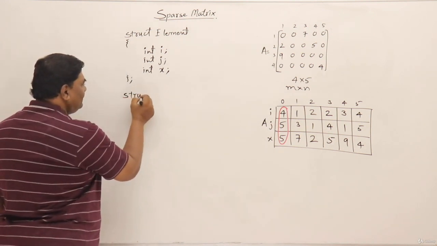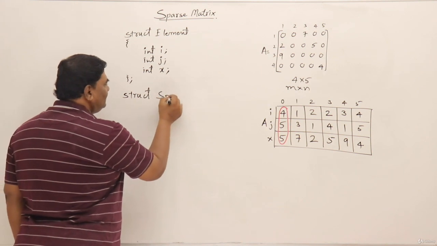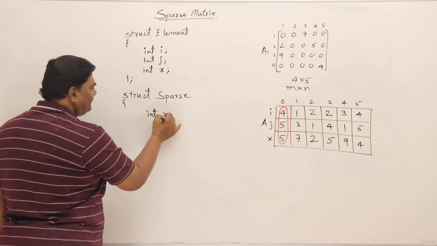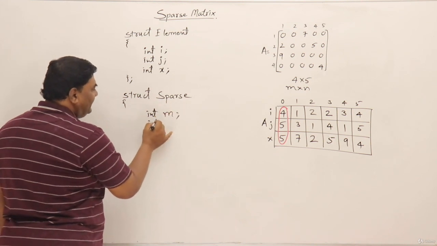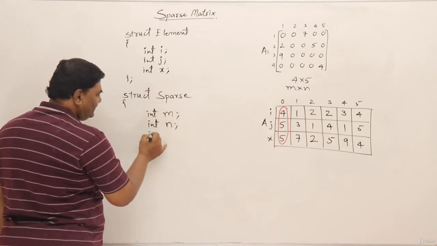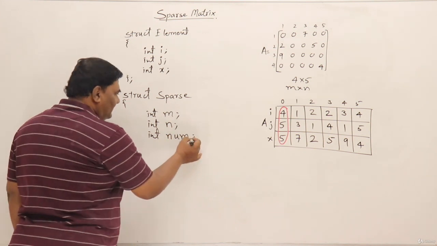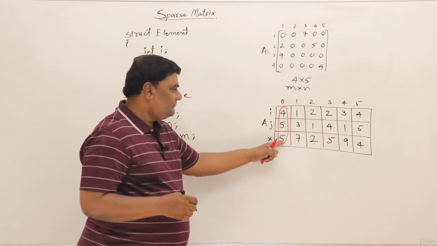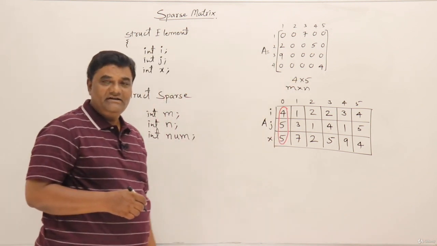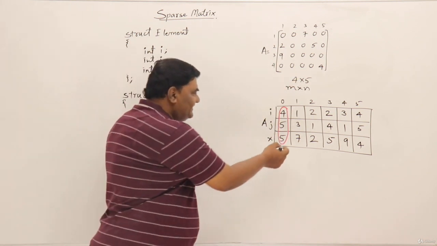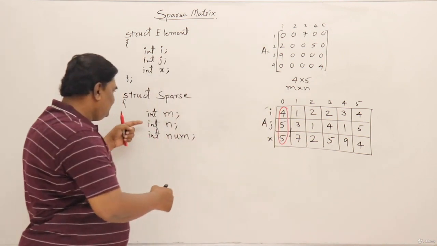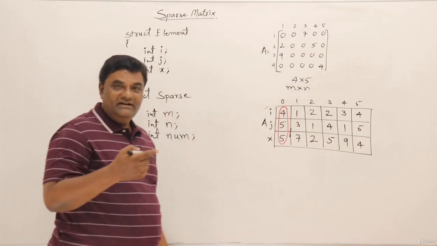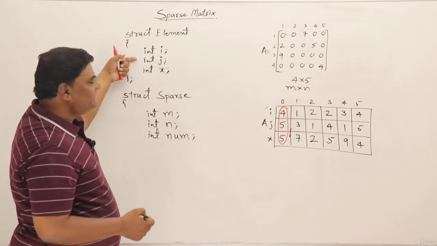Struct sparse. This is having M for number of rows, N for number of columns. Let us call it num for number of non-zero elements. That is this one, number of non-zero elements. Total 5 non-zero elements are there. Then these three things are defined here by these three variables. Then the rest of the elements we can define as an array of these elements.